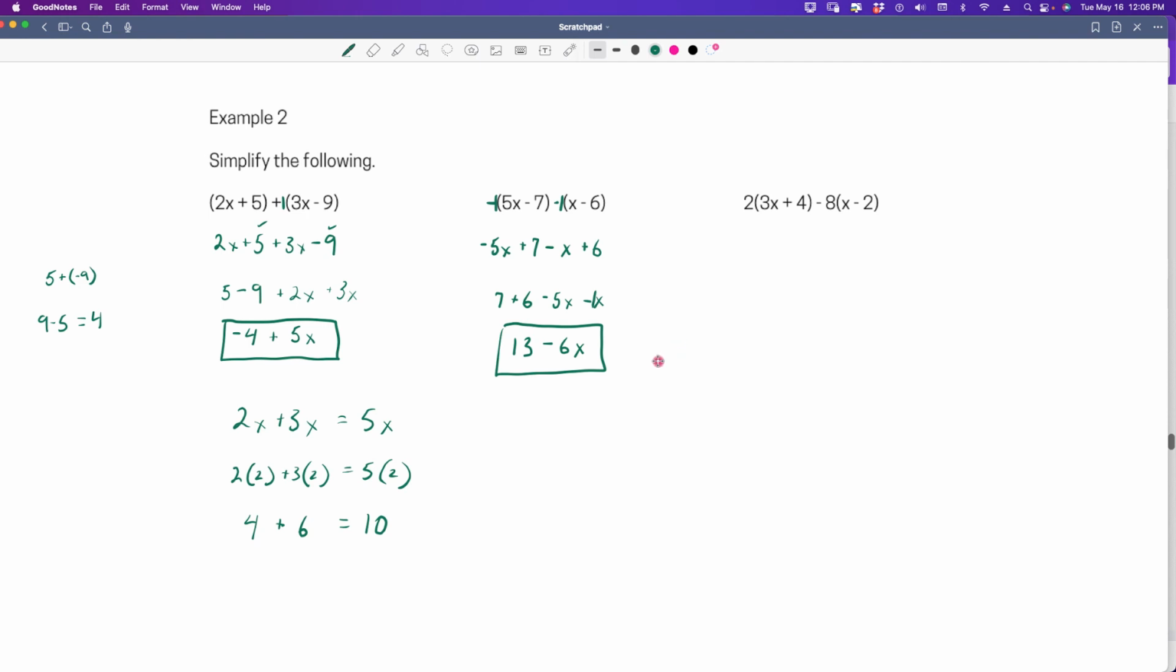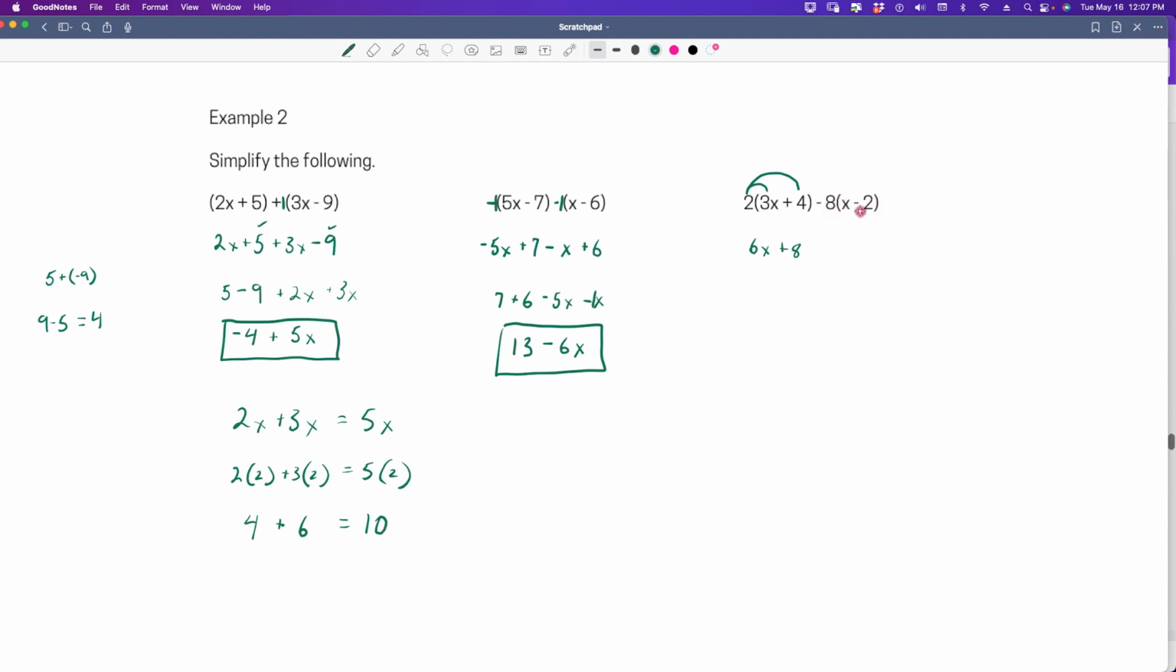All right, looking at the last problem, we have some constants that are going to be multiplied times what's inside the parentheses. So we have to use our order of operations. 2 times 3x is going to be 6x. So we did 2 times the first number. Now we're going to say 2 times the next number. 2 times positive 4 is a positive 8.